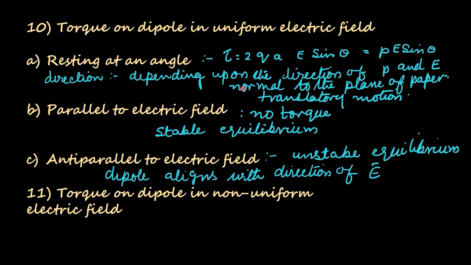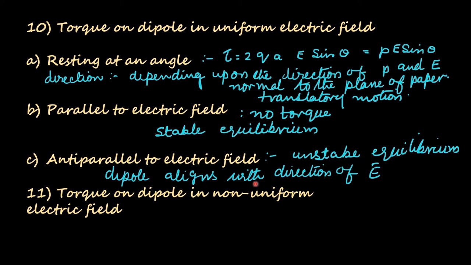Direction depends upon the orientation of the dipole and also the electric field, and the direction of the torque will be normal to the plane of paper. Dipole experiences translatory motion. When it is parallel or anti-parallel to the electric field, the formula is the same. When it is parallel to the electric field, there is no torque. It is called stable equilibrium. And when it is anti-parallel, it is unstable equilibrium.